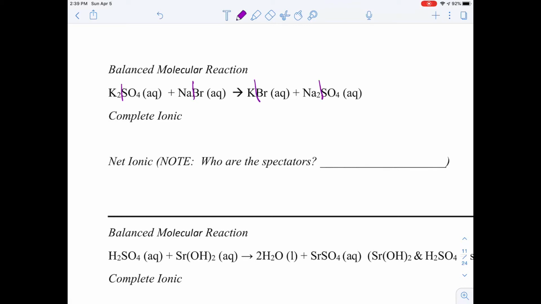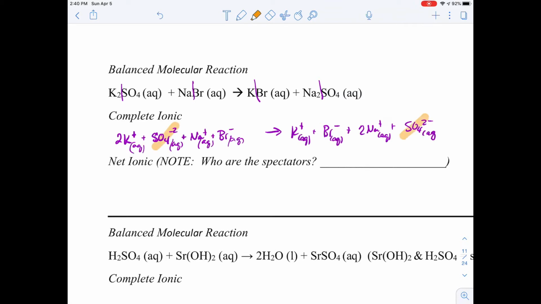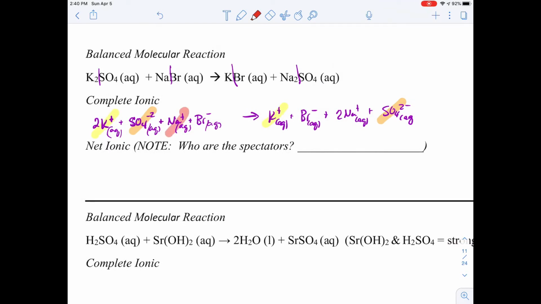Notice these are all ionics. That's one thing I haven't overly emphasized, but I'm noticing all of these are ionics. We're not dealing with any acids or bases yet. 2K plus. I don't know if you can see what is about to happen, but it's always good practice to go ahead and write all this in anyways. Na plus, Br minus goes to K plus Br minus plus 2 Na plus SO4 2 minus. I'm going to put the AQs by all of them. You're probably seeing that it does. There you go. It all cancels.